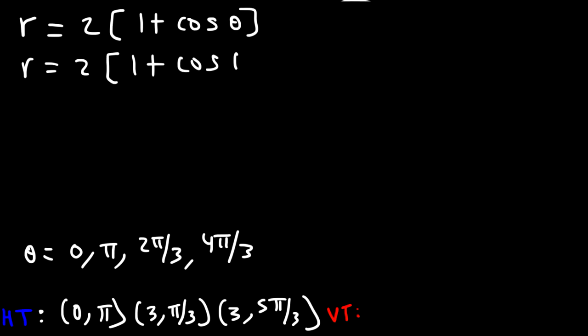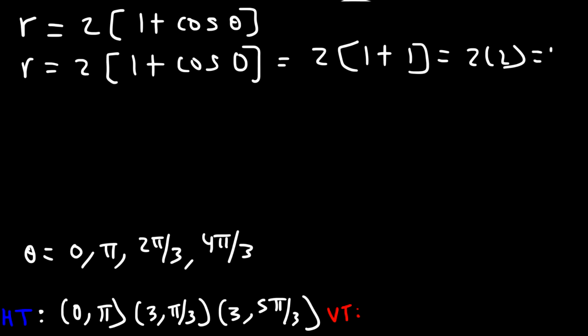So when theta is 0, we're going to have cosine of 0, which is 1. 1 plus 1 is 2. 2 times 2 is 4. So we have the point r comma theta, so that's 4 comma 0 degrees.